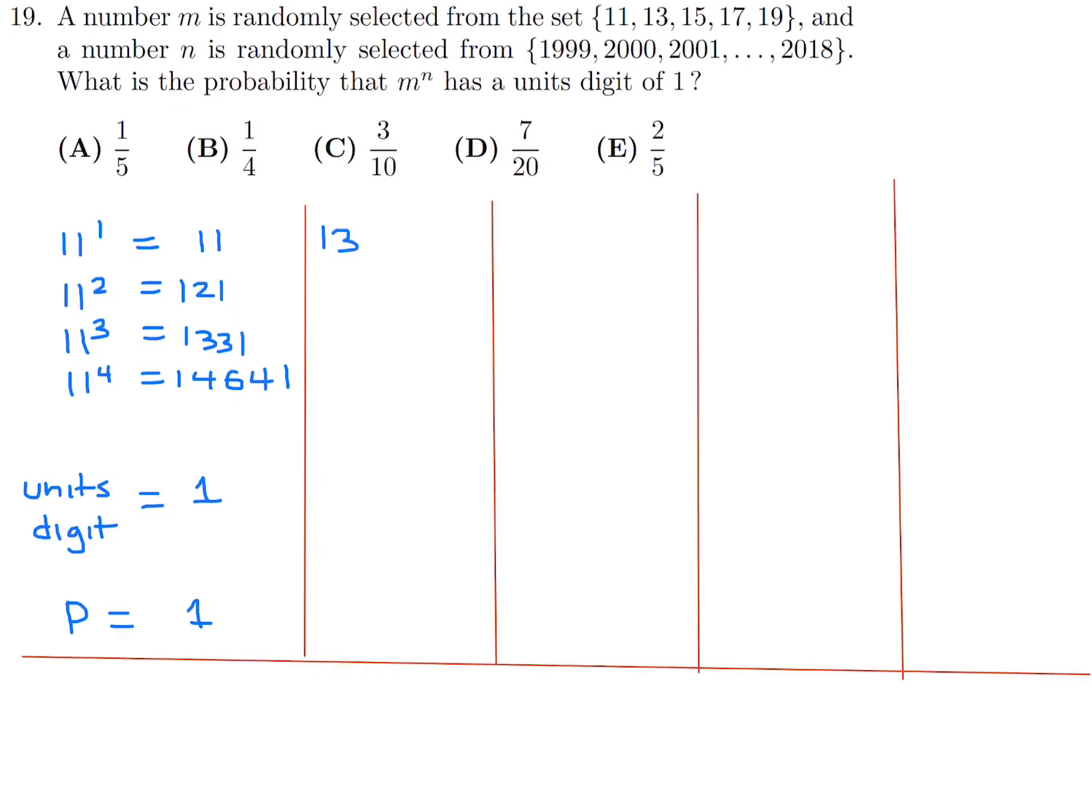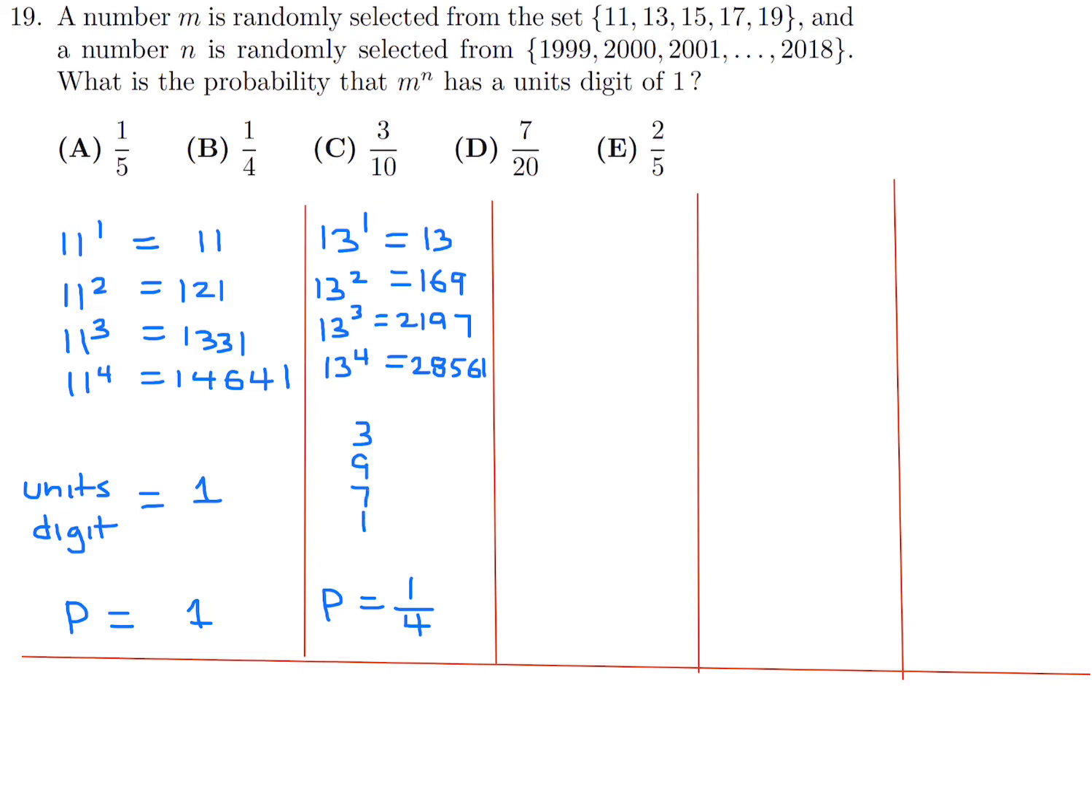Now let's talk about 13, the next one in the list. So 13 to the power of 1, 13 to the power of 2, 13 to the power of 3, 13 to the power of 4. That's 13, that's 169, that is 2197, and this is 28561. And this is a repeating pattern, 3971, like that. So the probability that the units digit is 1 here is 1 out of 4 because it repeats 3971, the units digit.